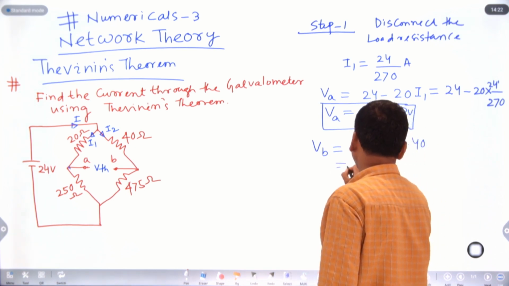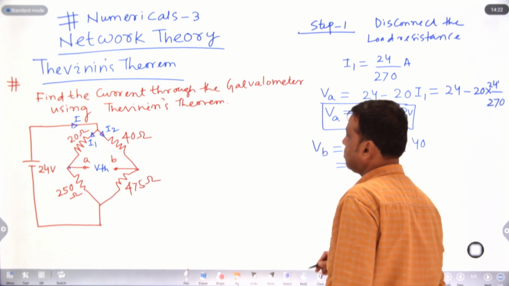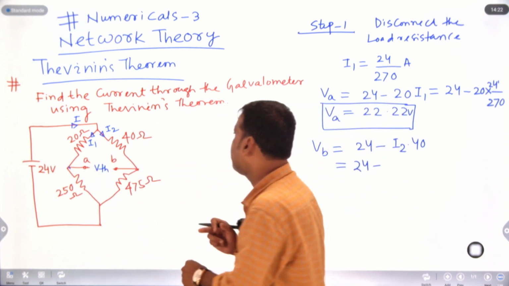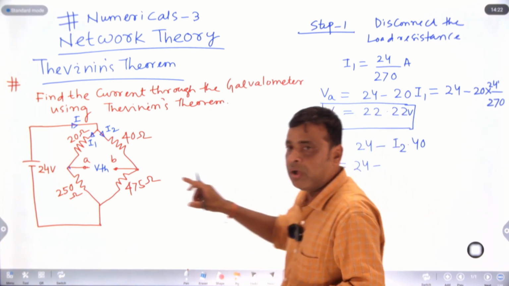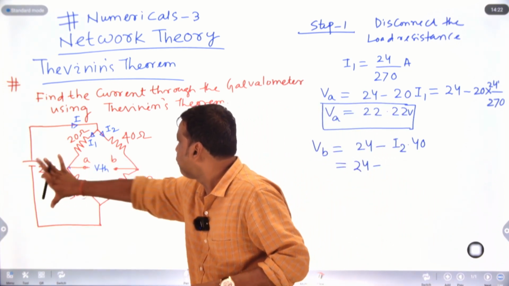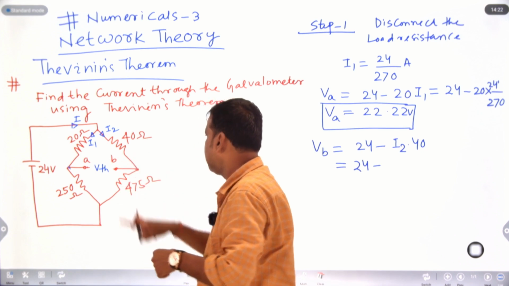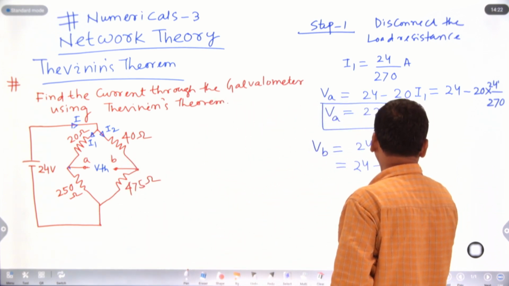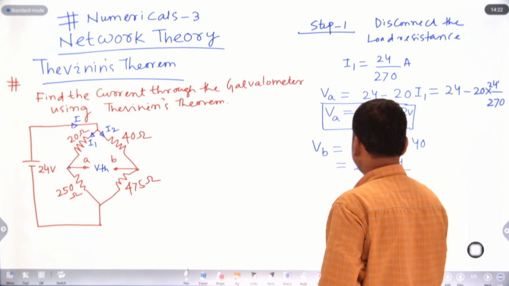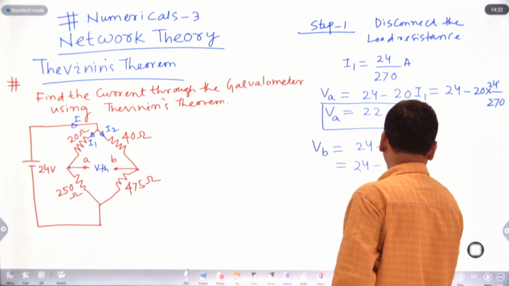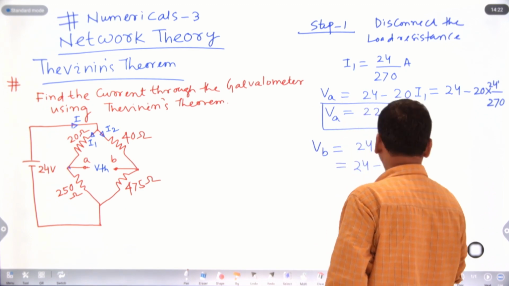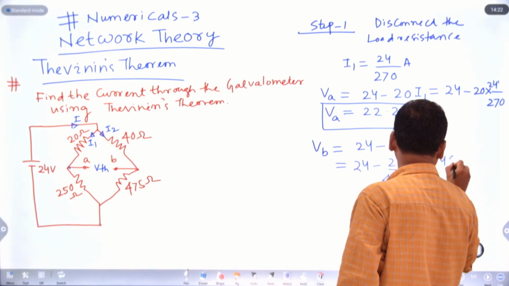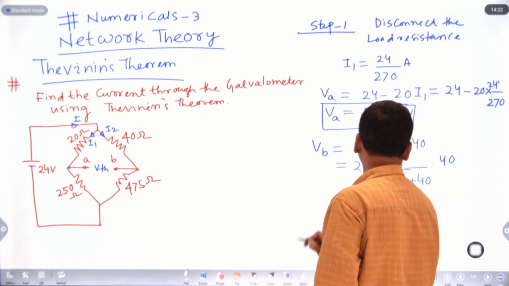The value is how much? That is 24 volt minus I2 into 40. What is the value of I2? I2 is nothing but 24 divided by this series combination, 475 plus 40. So I2 is 24 divided by 475 plus 40. This is I2 into 40, and what is the value here?